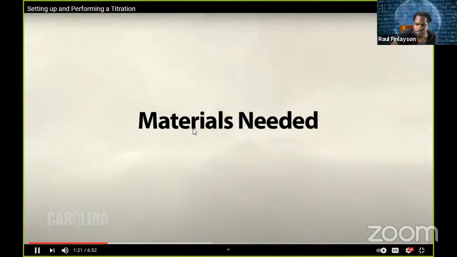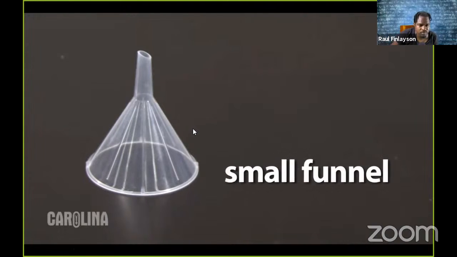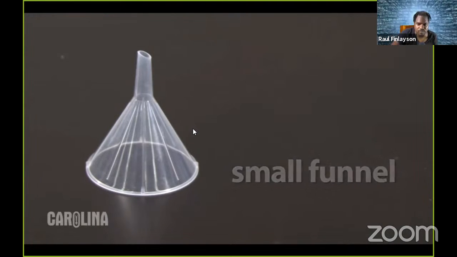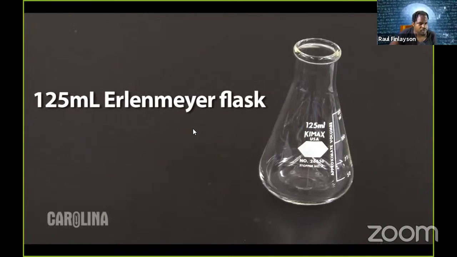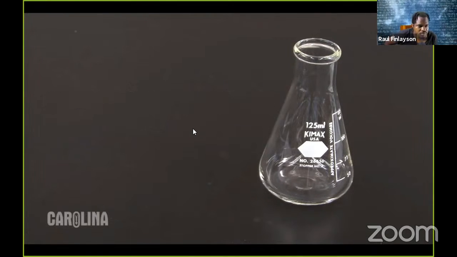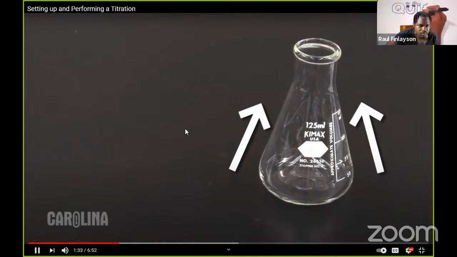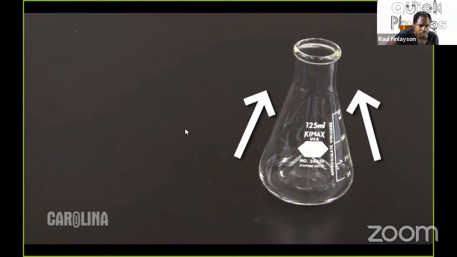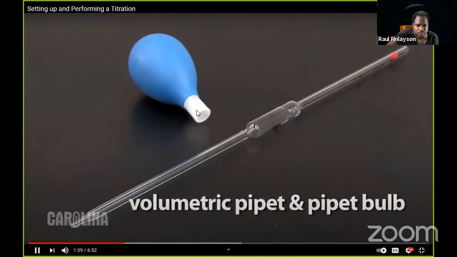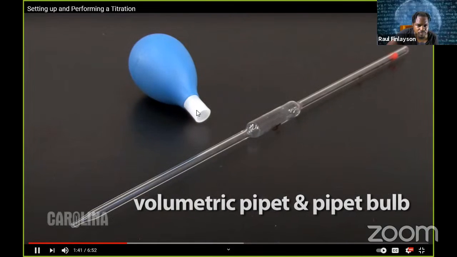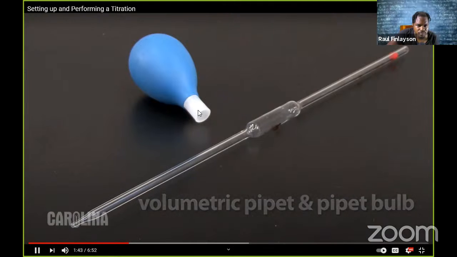Other materials you will also need include a small funnel to help you fill the burette, and a 125 milliliter Erlenmeyer flask, which works best for titrations. The shape of the flask allows for more vigorous swirling than a beaker or other glassware and minimizes spill hazards. A volumetric pipette and pipette bulb transfer a known volume of analyte to the flask.